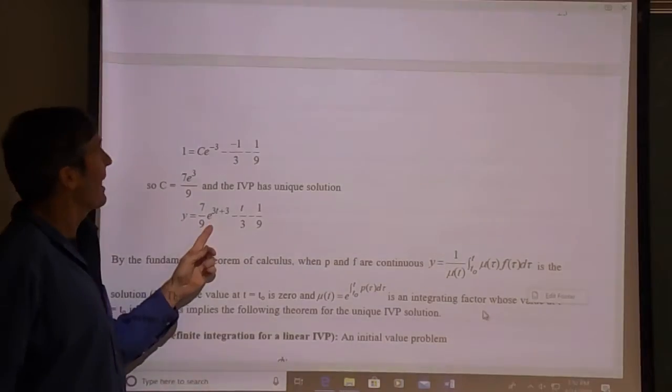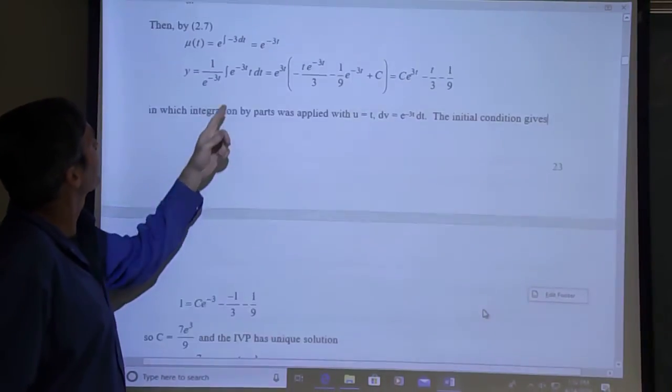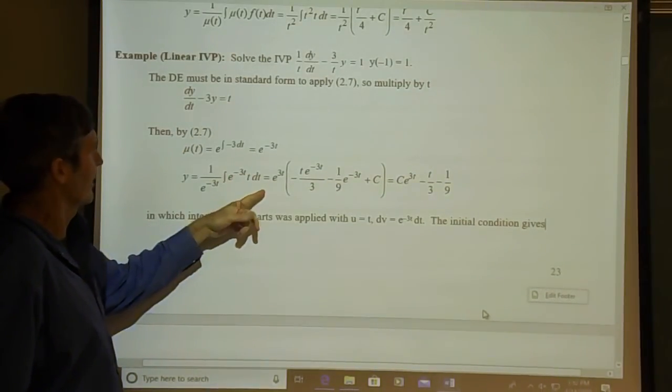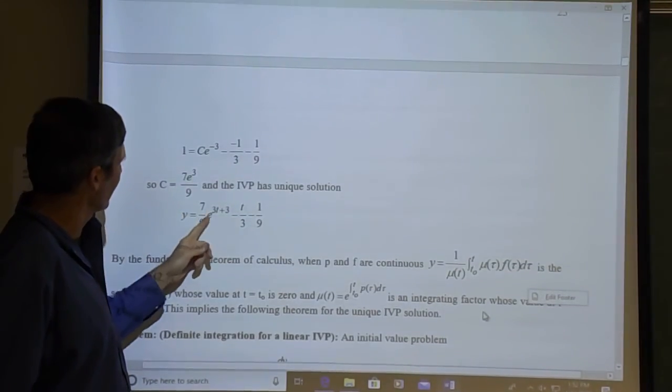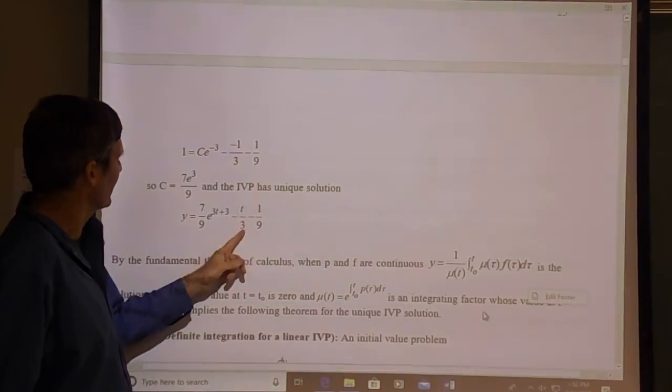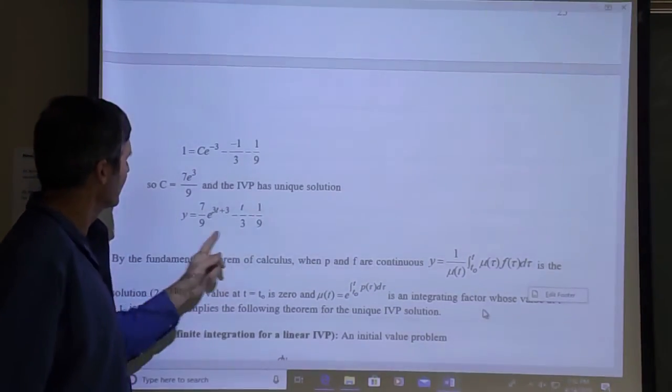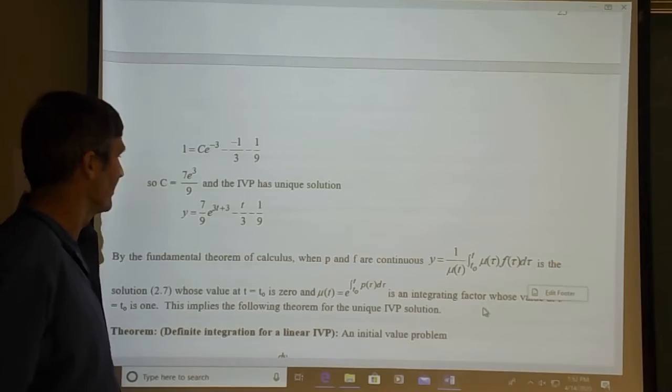And so now you put that back into the formula we had up here. Put that in for c in the solution, and you got y must be 7/9 e to the 3t plus 3, minus t over 3, minus 1/9. There's the unique solution to that initial value problem.